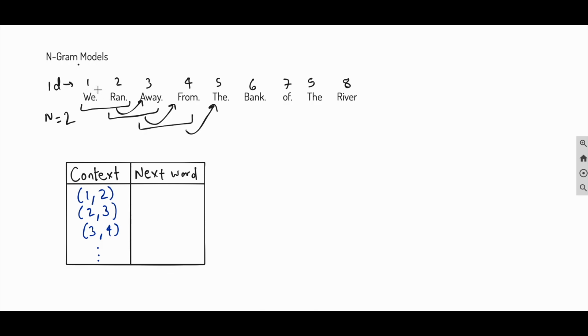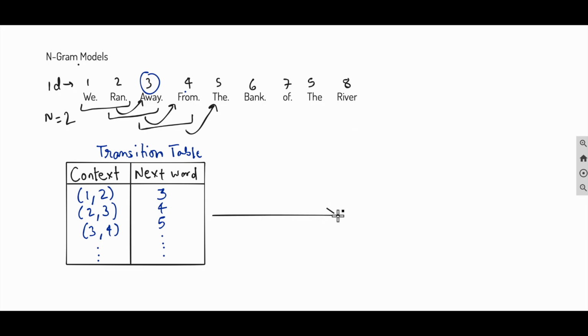For the next word, we simply look at the context and what next word appeared. So for 1, 2, the next word was 3. So we'd record that. Similarly, for 2, 3, the next word would be 4. So we'd record that as well. And then for 3, 4, the word would be 5, and so on and so forth. We'll call this our transition table.